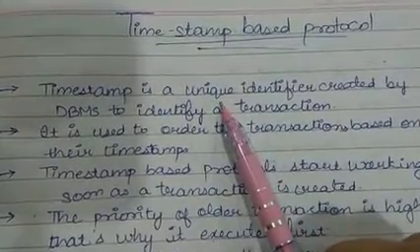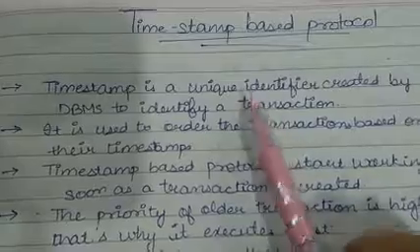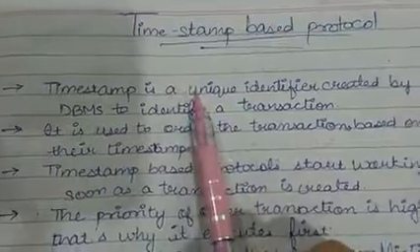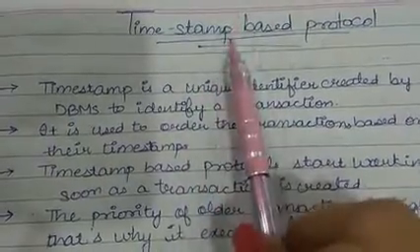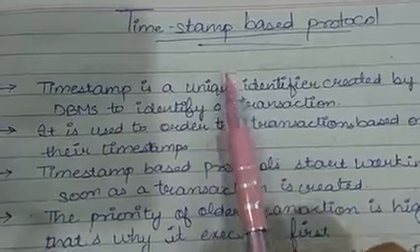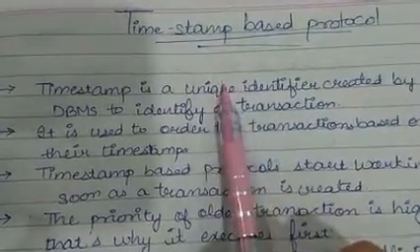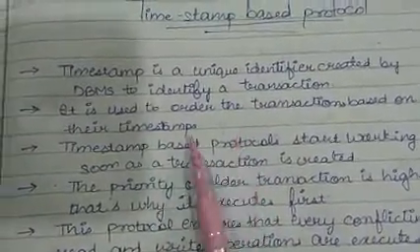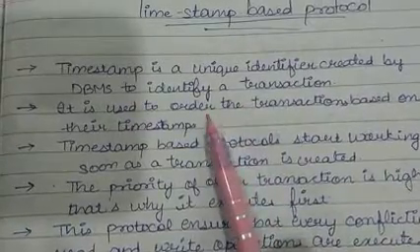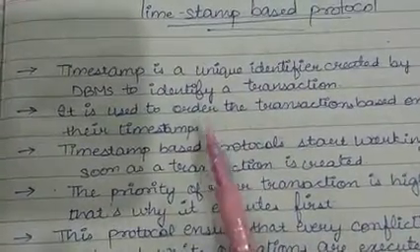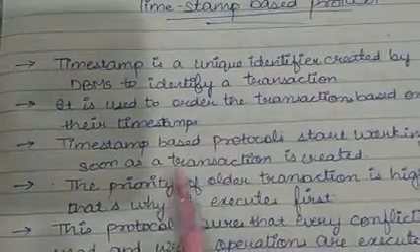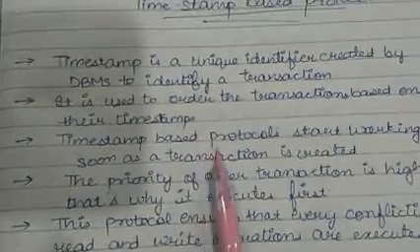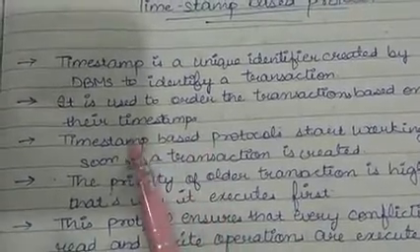This is known as the unique identifier because in this protocol we are using a timestamp criterion, and it uniquely identifies all the transactions and tells us which transaction comes first and which transaction comes last. So it is used to order the transactions based on their timestamps. We are specifically using timestamps for the ordering situation. Timestamp based protocols start working as soon as a transaction is created. So as soon as a transaction is created in a schedule, it will get a timestamp.